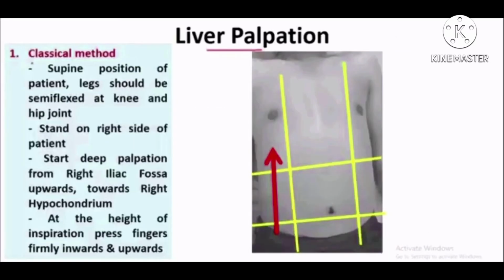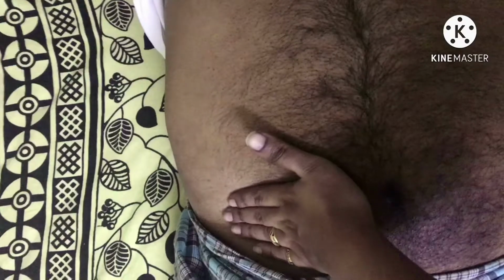Liver palpation. Make the patient lie in supine position. Legs should be semi-flexed at the knee and hip joint. Stand on the right side of the patient. Start deep palpation from the right iliac fossa upwards towards the right hypochondrium. At the height of inspiration, press fingers firmly inwards and upwards.